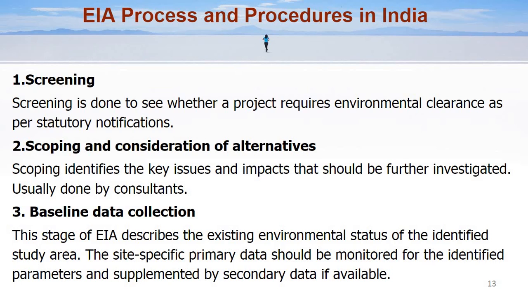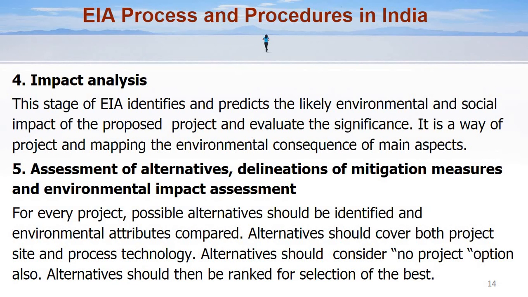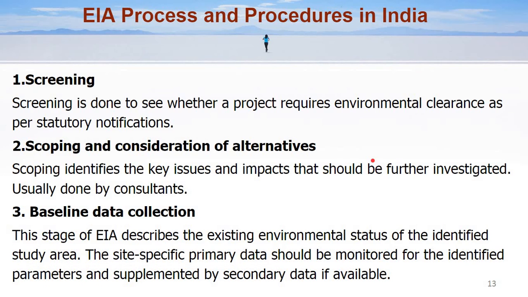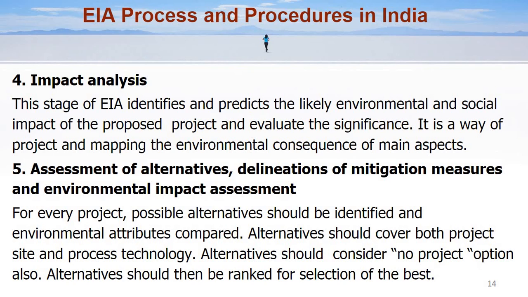Let us see the process of EIA. The first is the screening, then scoping and consideration of alternatives. Third is the baseline data collection. This is important because here a lot of data needs to be collected. The site-specific primary data should be monitored for the identified parameters and supplemented by secondary data.